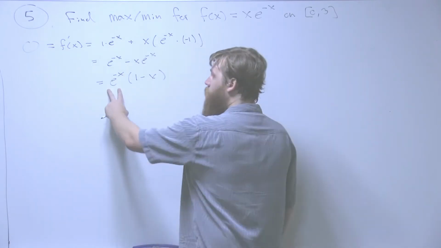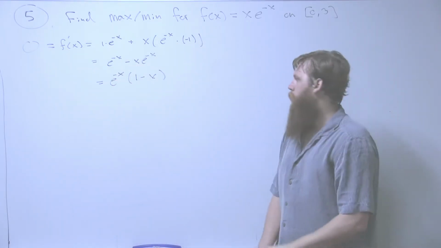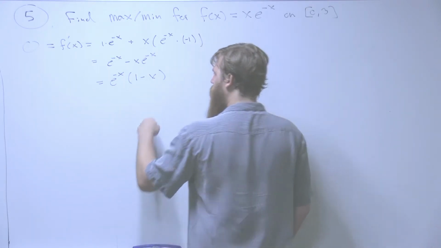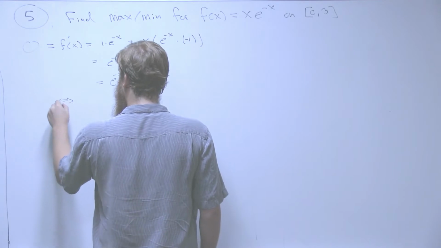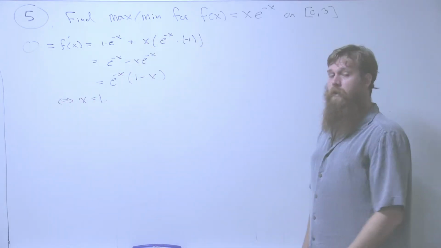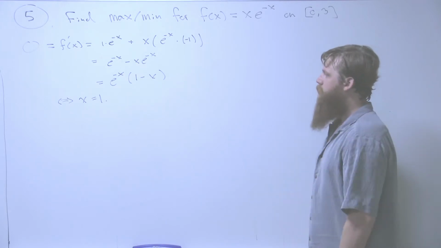Remember, exponential functions, e to the stuff, is never 0. Doesn't matter what the stuff is, even complex numbers. So this thing is only going to be 0 at x equals 1. So the only place I could possibly have any local mins or local max is at x equals 1.